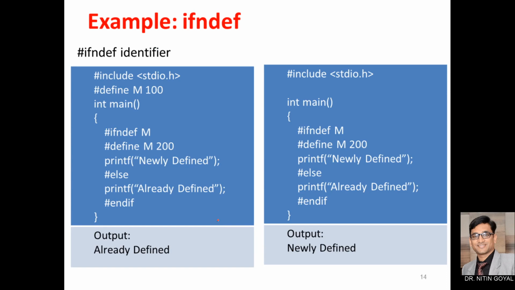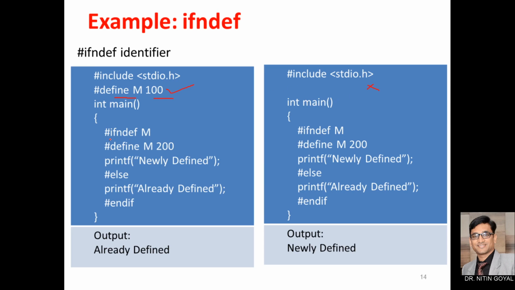Next case is of ifndef. If and def, again, the name itself specifies if not defined. Here again, you can see two examples are shown. The difference between these two examples is only that in one example #define m 100 is written, whereas in the other example, that is on the right hand side, it is not written. Now what is the difference between these two? In the left hand side program we have defined the value of m as 100, whereas on the right hand side we have not defined m.